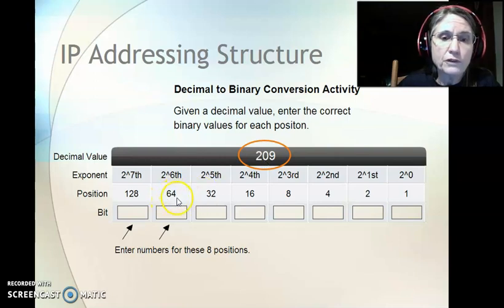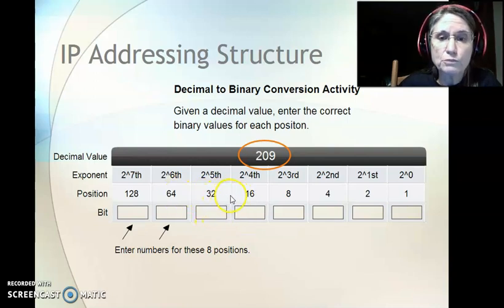Now we can move to the next position. Is 81 larger than 64? Yes, it is. We can do a 1 in that placeholder as well. And now we have to take away the 64 from the 81, leaving 17. Is 17 greater than 32? No, it isn't. That would result in a 0 in that position.